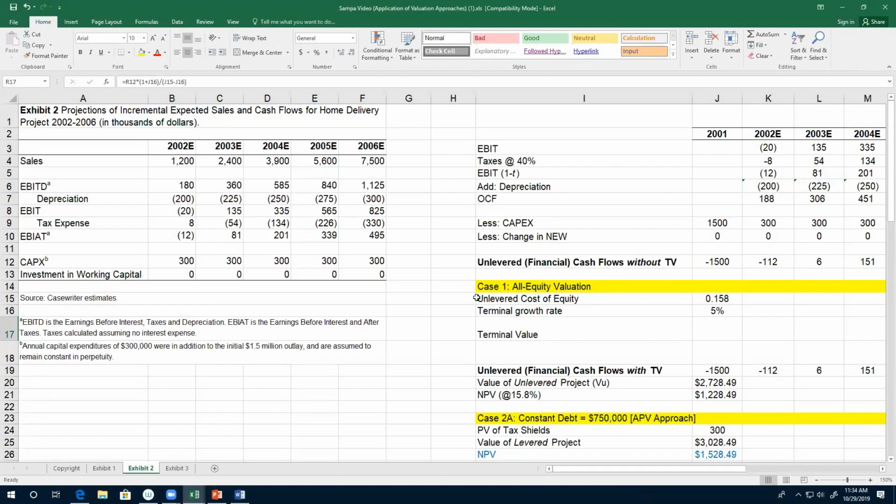Basically, this investment, they've already figured out how much they can expect to sell by delivering DVDs at home. So this information is given to you. They're expecting sales of 1,200, then 2,400, and these are all thousands of dollars, so 1.2 million, 2.4 million, and so on. They have some expectation about EBITDA, the EBIT, and the capex that is required each year, and no investment in net working capital. This is all the information given to you for this investment.